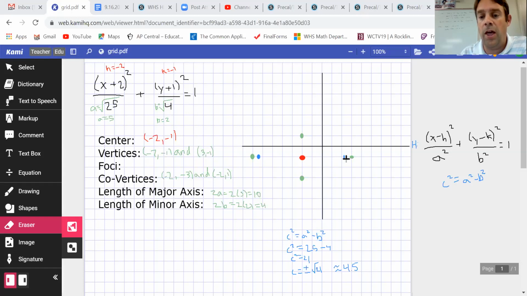But notice, I added and subtracted that c value from my center. Well, that's how we're going to write it too. I'm going to take my center. Since we're moving horizontally, that's where my plus or minus root 21 is going to be, and the k value stayed the same.